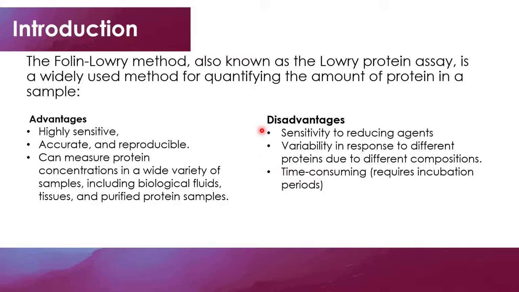One, the Folin-Lowry method is sensitive to reducing agents. What it means is that if your test sample should contain any reducing agent, it will interfere with your result. And two, it is variably different in response to proteins due to their different compositions. And three, it's time consuming because it requires an incubation period of say 30 minutes or more.